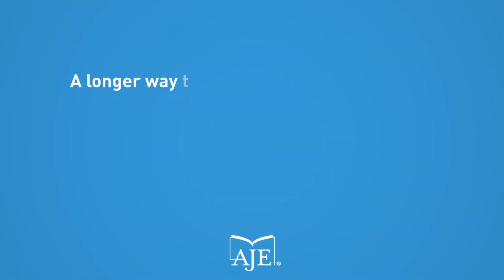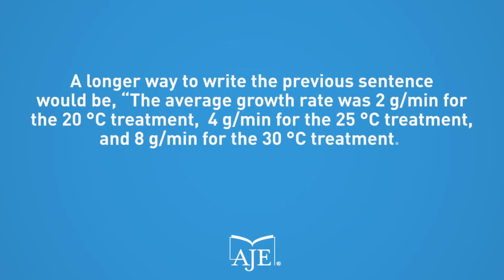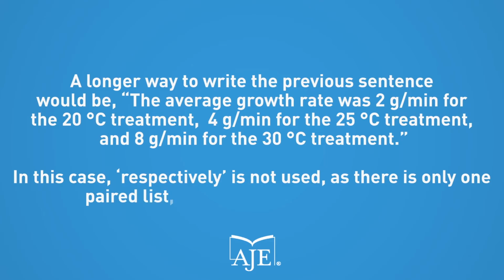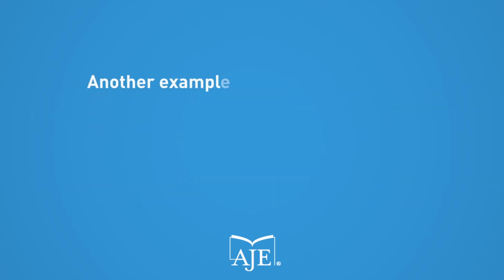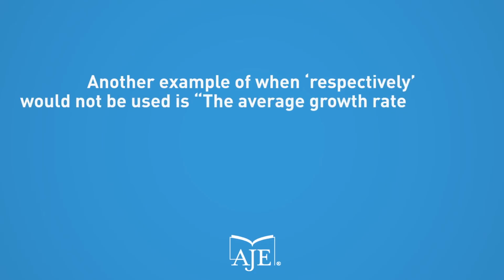A longer way to write the previous sentence would be: the average growth rate was 2 grams per minute for the 20 degree treatment, 4 grams per minute for the 25 degree treatment, and 8 grams per minute for the 30 degree treatment. In this case, respectively is not used as there is only one paired list, rather than two parallel lists.